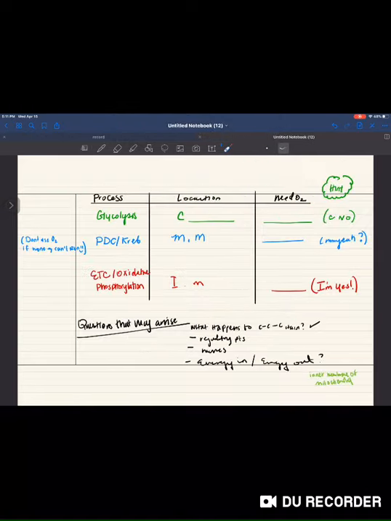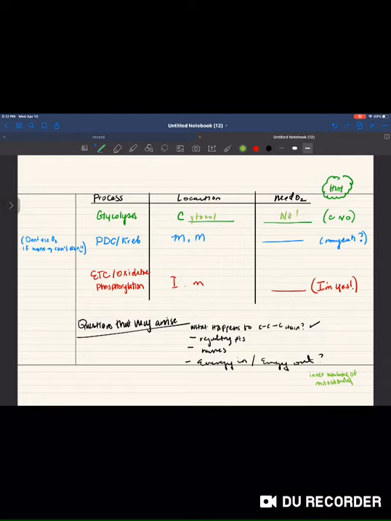Basically, we'll quickly talk about the location of where all these processes occur. So, location, location, location. Where does this happen? Glycolysis occurs in the cytosol of the cell. And you might ask yourself, does it need oxygen? No. The answer is no. Glycolysis is an anaerobic process and therefore does not need oxygen.